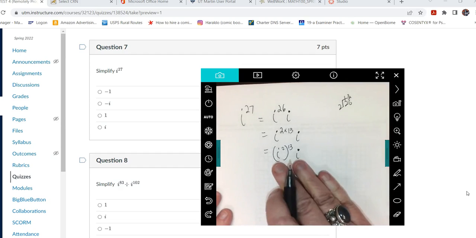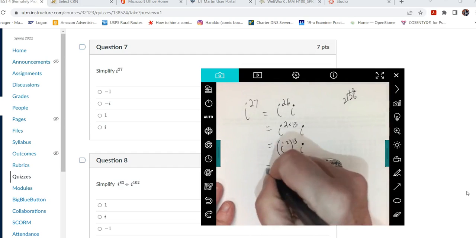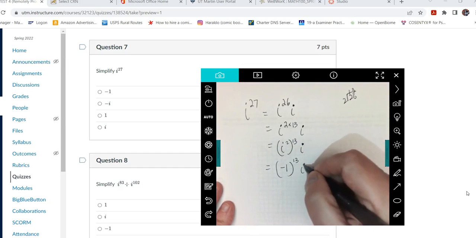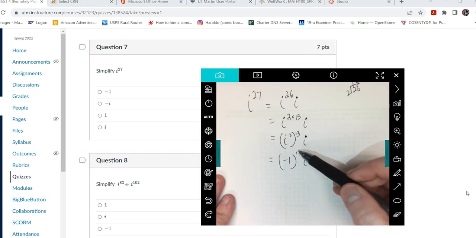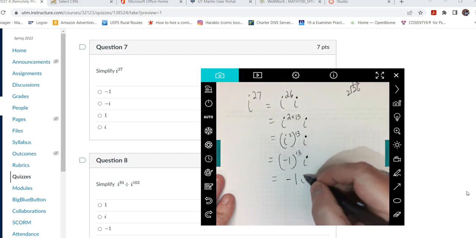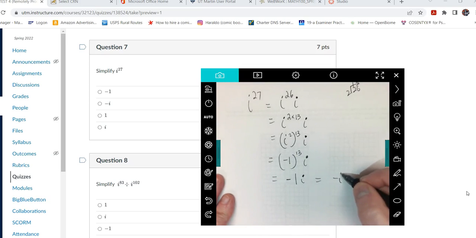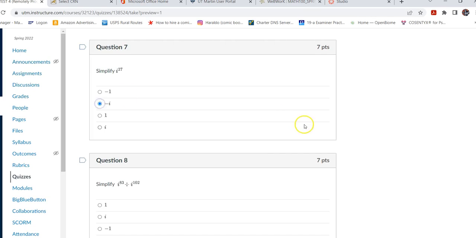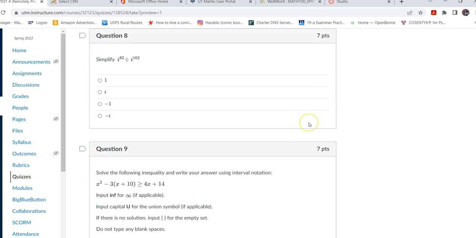Okay. Now i squared is equal to -1. If the power is odd, the negative sign stays. So I get -1 times i, which is going to be -i. Okay. All right, now let's do this next one.